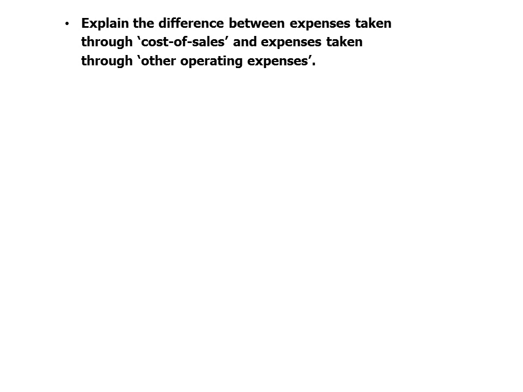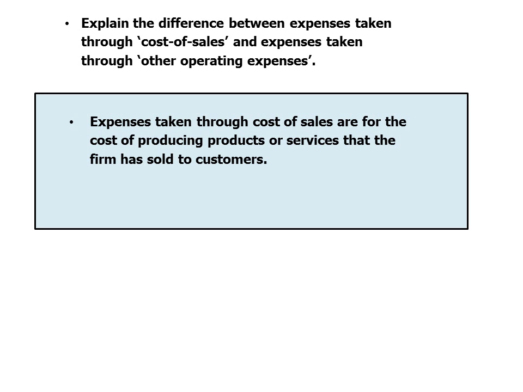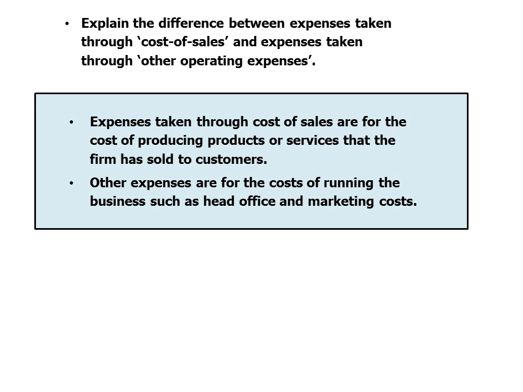Explain the difference between expenses taken through cost of sales and expenses taken through other operating expenses. Expenses taken through cost of sales are for the cost of producing products or services that the firm has sold to customers, while other expenses are for the cost of running the business, such as head office expenses and marketing costs.